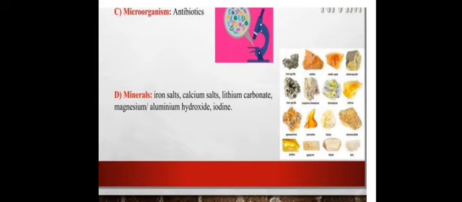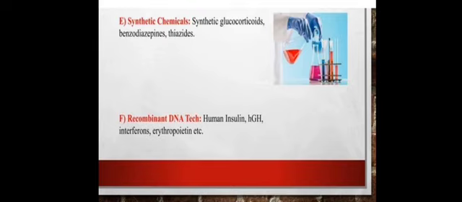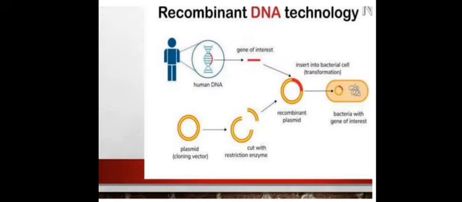Then microorganisms, from which antibiotics are obtained. Minerals include iron salts, calcium salts, lithium carbonate, magnesium, aluminum hydroxide, iodine, etc. Then synthetic chemicals: synthetic glucocorticoids, benzodiazepines, thiazides, etc. Recombinant DNA technology gives human insulin, HGH, interferons, erythropoietin, etc.